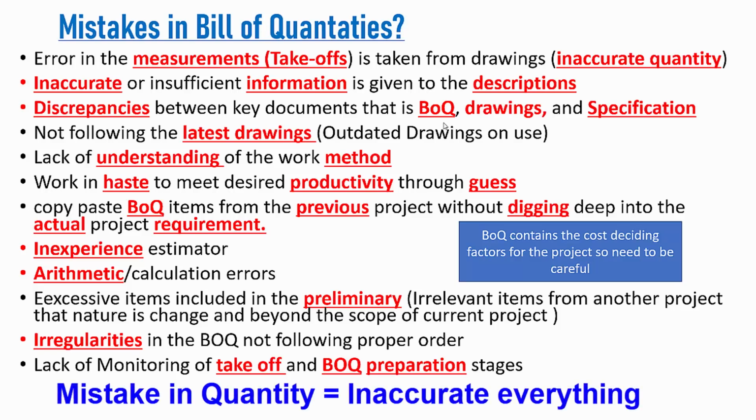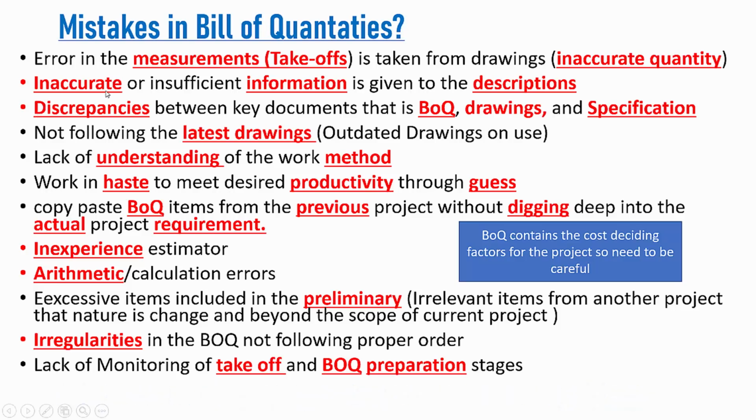And as a consequence, I wrote down one note that BOQ contains the cost deciding factor. So the cost means quantity into unit rate. Okay, so if the quantity is not right, it means your total cost will not be right. If you put this kind of faulty work, full of mistakes, to the client, they will definitely reject your work altogether. So this point is very important. Your quantity should be accurate, must not be inaccurate.